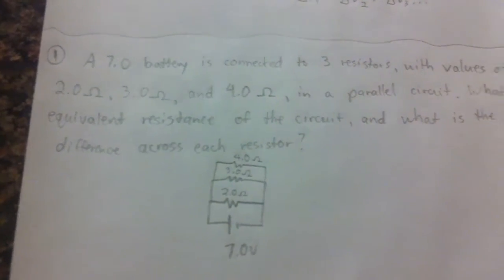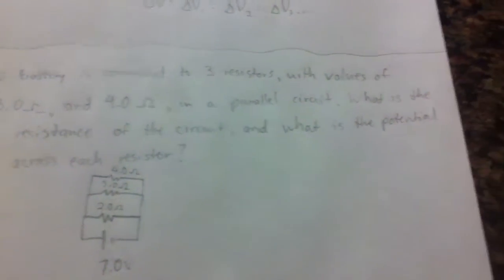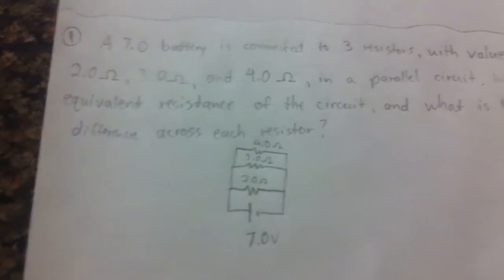A 7-volt battery is connected to 3 resistors with values of 2 ohms, 3 ohms, and 4 ohms in a parallel circuit. What is the equivalent resistance of the circuit, and what is the potential difference across each resistor?